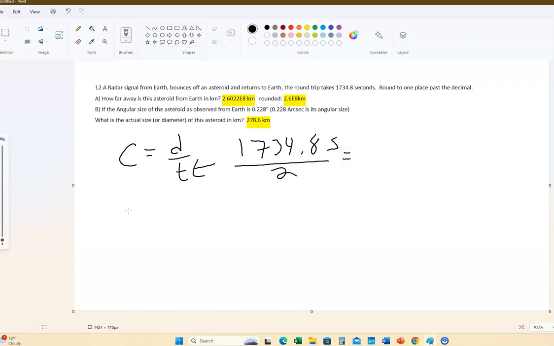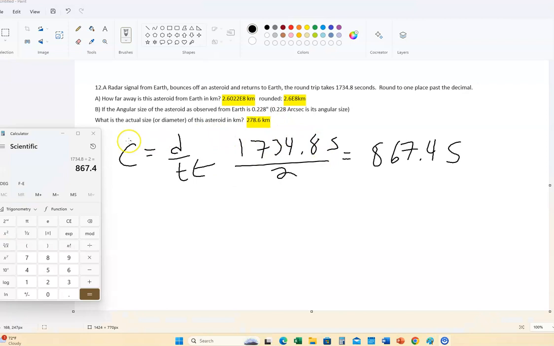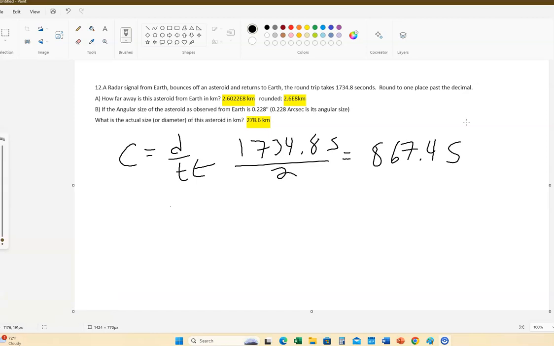Okay, so here let's figure out what that is. Get my calculator. All right, so I've done the calculation. When you divide it by 2, it's 867.4 seconds. All right, so we're going to use that in this equation to figure out what d is. Now to solve this, let me just do it.